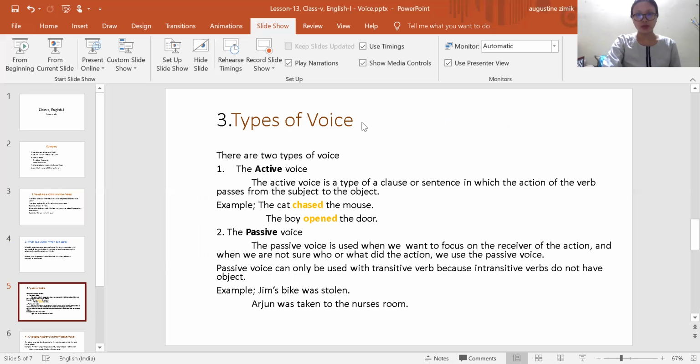Types of voice. What are the types of voice? There are 2 types of voice. Number 1, the active voice. What is an active voice? Let's see. The active voice is a type of clause or sentence in which the action of the verb passes from the subject to the object. So, active voice is in which the subject performs an action. Okay, let's see an example here. The cat chased the mouse.